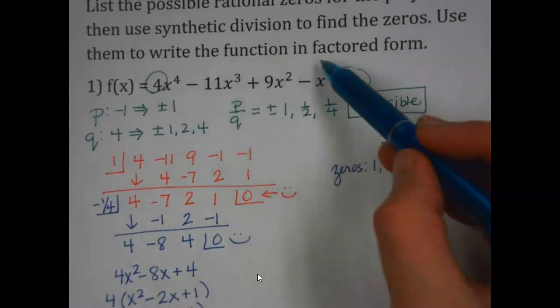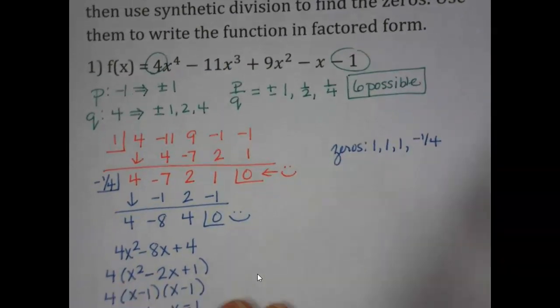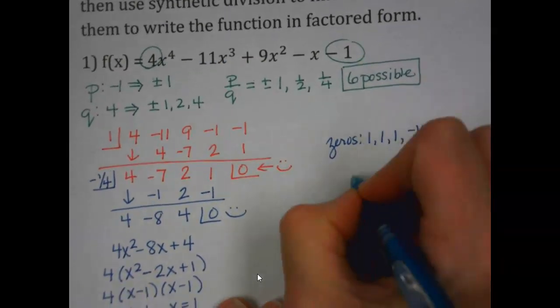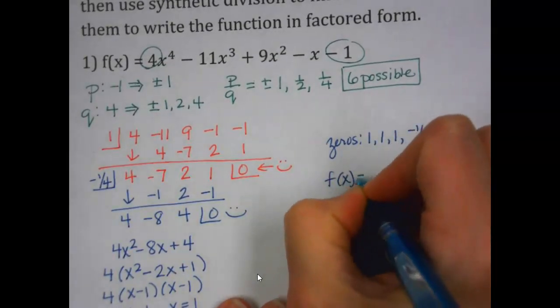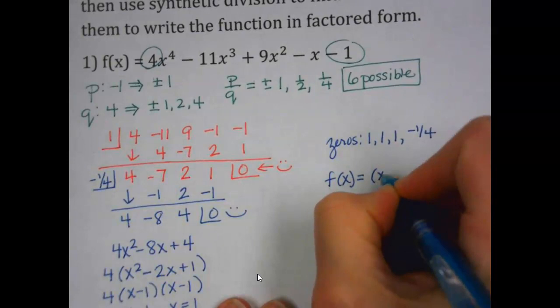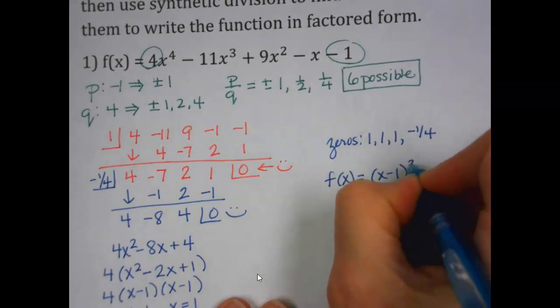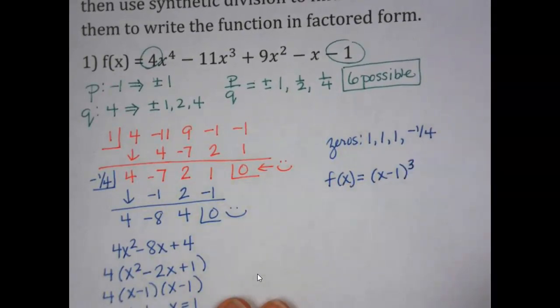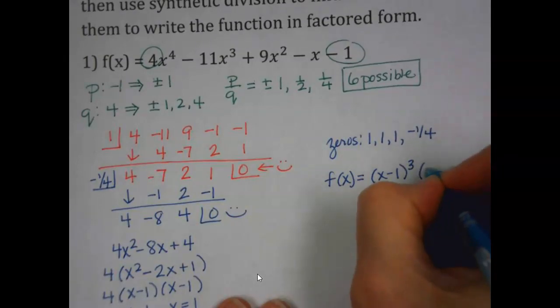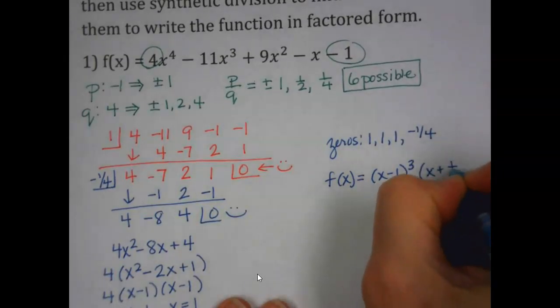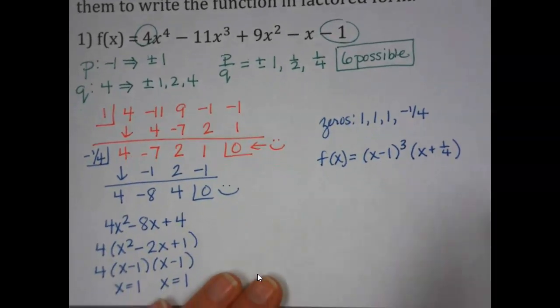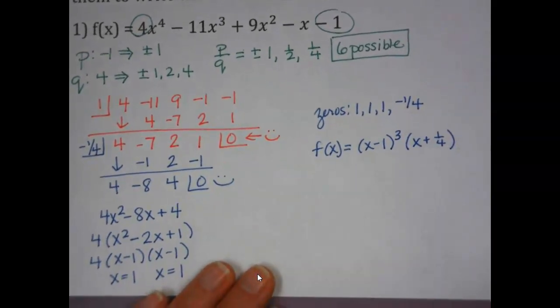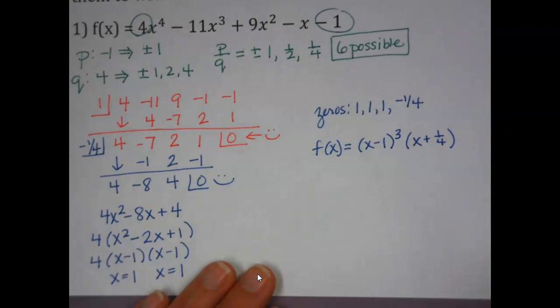Use them to write the function in factored form. So we want to write 1 as a factor. So here we're going to have f of x equals x minus 1. It happened 3 times, so we would say cubed. And then we would say x plus 1/4. Now that's not going to be our final answer because you can't have fractions in a factor.